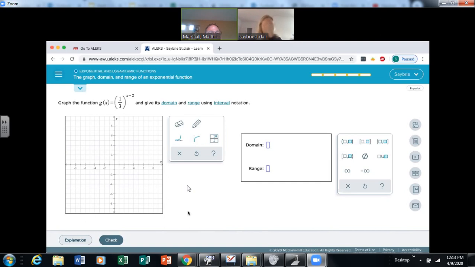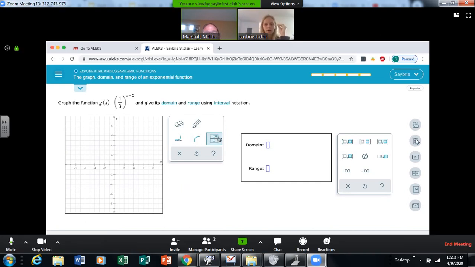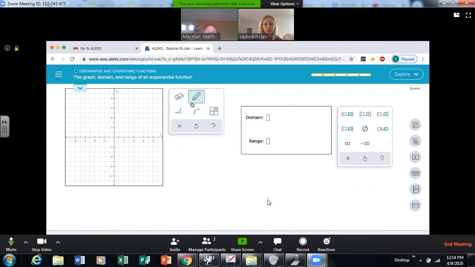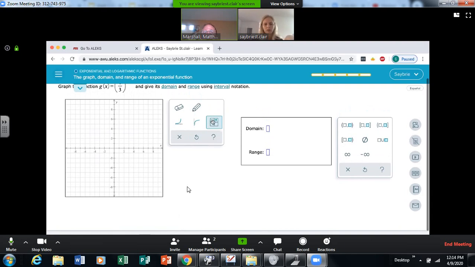So does it let you? Does it have a graphing on here? Does it let you graph it? But it doesn't let you plug in the numbers. Okay, so you got to actually plug in some numbers and see.